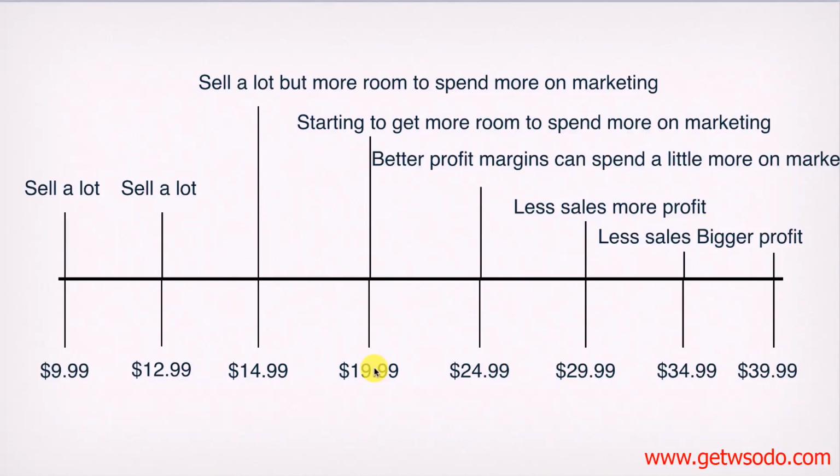So you sell 10 a day, that's $100. You don't have to sell as many, and you have a little bit more room for higher conversions. You can pay up to like $4 or $5 per conversion. So you start to get more room to spend on marketing. This is still kind of a volumes game. You have to have a lot of volume to make really good money. But when you start to get to things like $24, $25, you've got better profit margins, and you can spend even more on marketing.